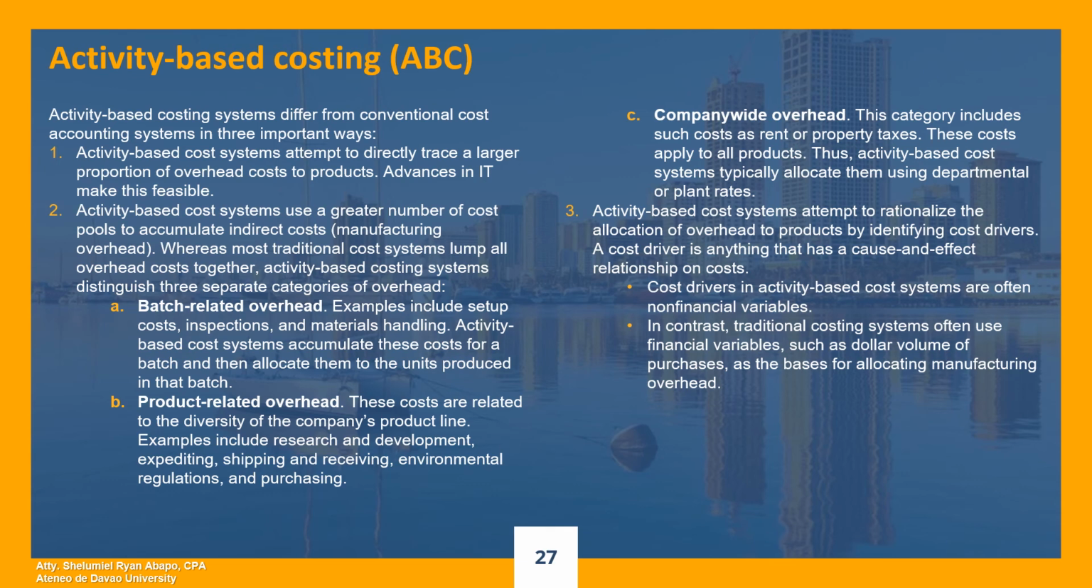The second grouping is product-related overhead. These costs are related to the diversity of the company's product lines. Examples include research and development, expediting, shipping and receiving, environmental regulations, and purchasing. Activity-based cost systems try to link these costs to specific products when possible. For example, if a company produces three product lines, one of which generates hazardous waste, an activity-based cost system would charge only that one set of products for all the costs of complying with environmental regulations. Other costs, such as purchasing raw materials, might be allocated across products based on the relative number of purchase orders required to make each product.